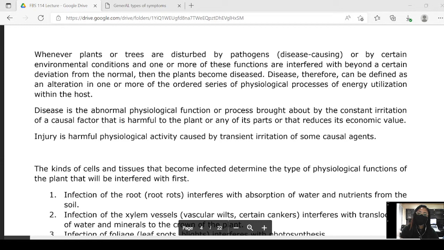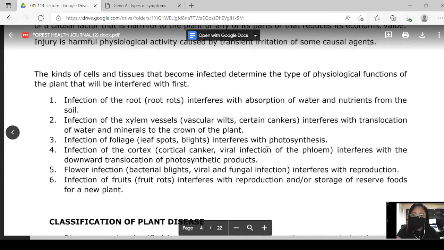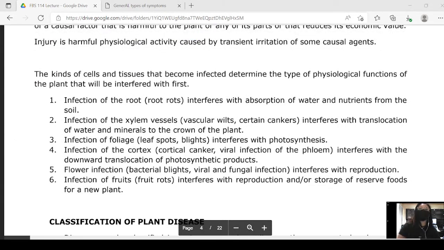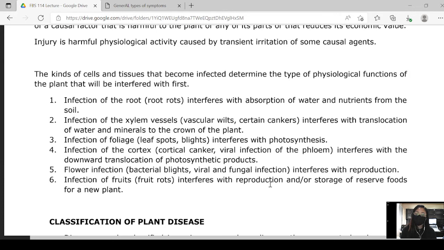So, for example, your tree is damaged by pruning or thinning, or it is cut or wounded, and thus it is prone to fungus. For example, the fungus you see on a tree that looks like a mushroom outside is considered a sign that your tree is infected with heart rot fungi, which infest or infect the heartwood of your tree. And then the kinds of plant cells and tissues that become infected determine the type of physiological functions of the plant that will be interfered with first. So, for example, we have infection of the root, which is called root rots.